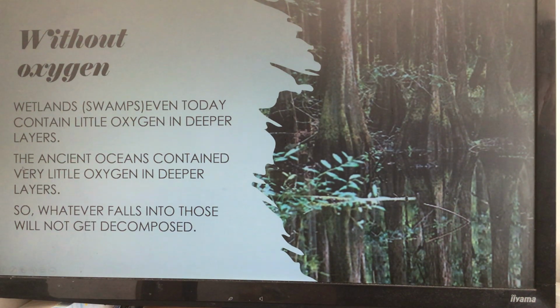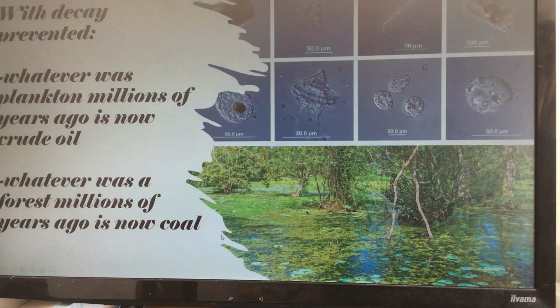cycle. In ancient oceans, before we had the amount of oxygen that we have available now, the deeper oceans were all anoxic. So whatever fell into them just stayed, didn't decompose, and entered the rock cycle like this. Now, if you've got plankton to start with, that ends up being crude oil.